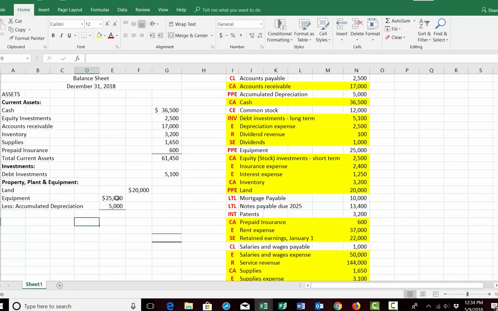Okay, you can tell something by looking at these numbers also. One question we might ask is, well, how old is our equipment? Well, our accumulated depreciation is 5,000 and the cost is 25,000. So that means we've depreciated it for 20% of its life. Okay, so we know that it's not too old, the equipment. All right, so now this is equal to equipment minus accumulated depreciation. Again, we have 20,000. This is going to be total property, plant, and equipment.